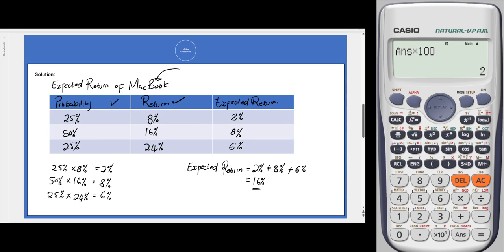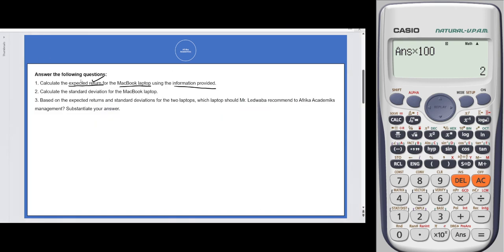Okay, no questions. Seems like everything is fine. That is perfect. All right. So let's now move to the next question. Next question says calculate the standard deviation for the MacBook laptop.